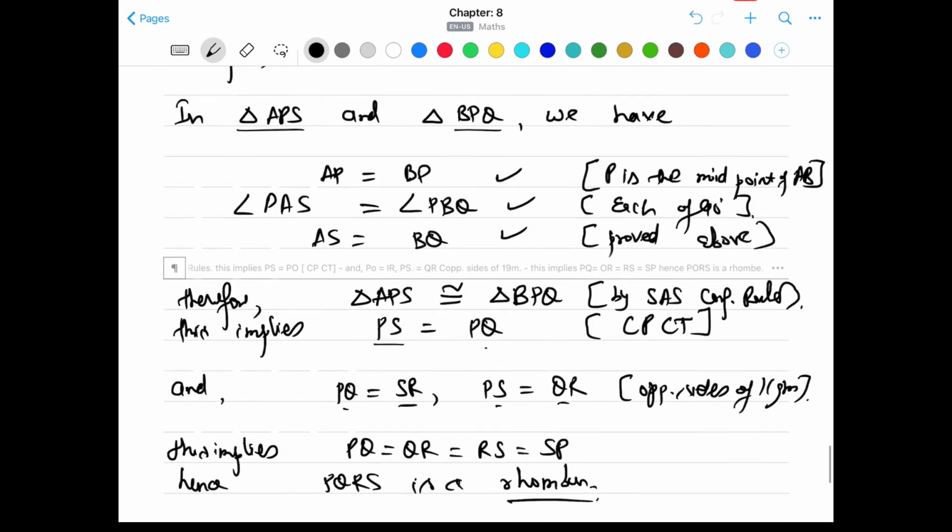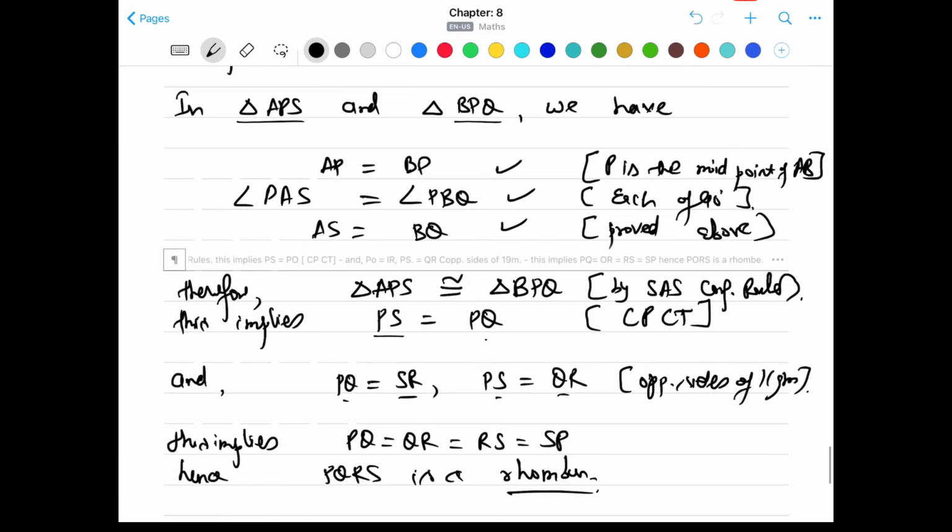So that's the solution of question number 3 of exercise 8.2. With this we have concluded this session.